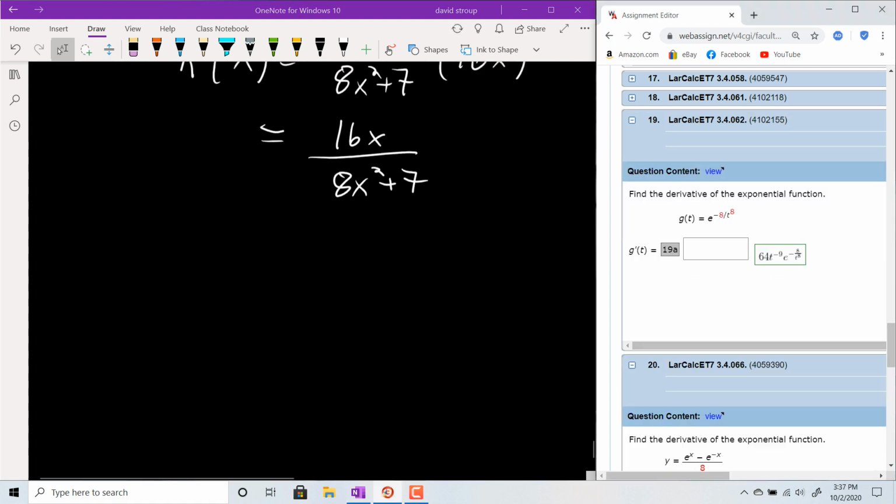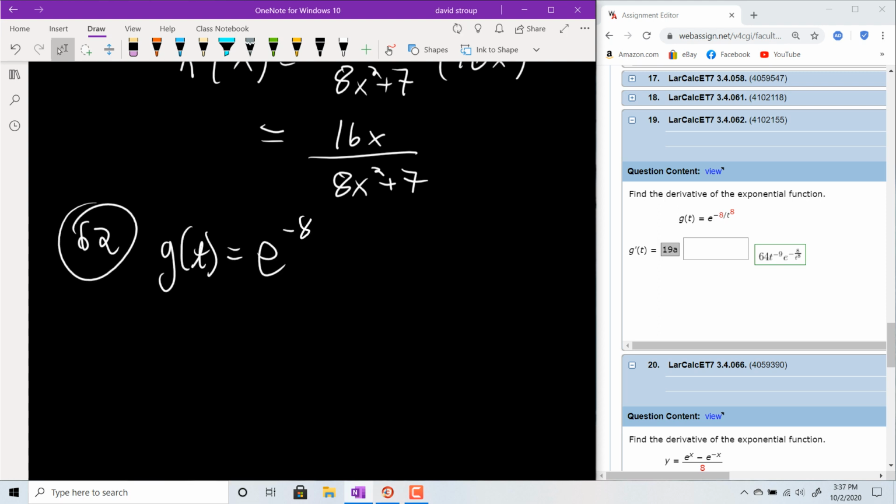Sure, let's do that guy. Okay, so this is number 62. We have g of t equals e to the negative 8 all over t to the 8th.